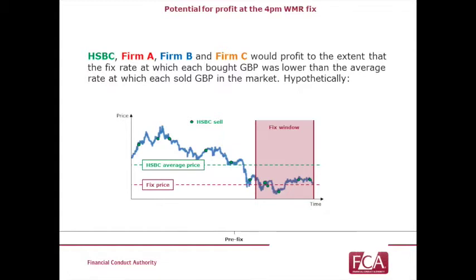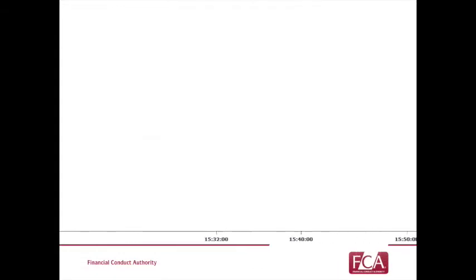The blue line shows where the market is trading. The green dots show HSBC's trades. The green dotted line shows HSBC's average price, and the dotted purple line is the fixed price. The gap between the fixed price and HSBC's average price represents HSBC's profit.